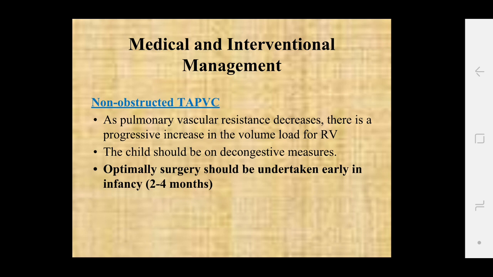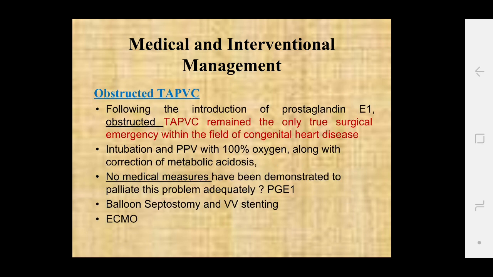What if it is obstructed? If it is obstructed total anomalous pulmonary venous return, as we said before, it is the only true surgical emergency. The neonatologist should insist on giving the patient to the surgeon. No way. He has to take the patient to the OR, even at 12 midnight.